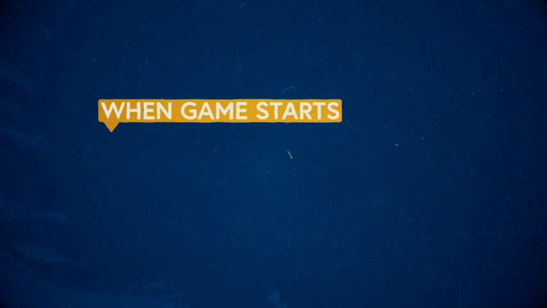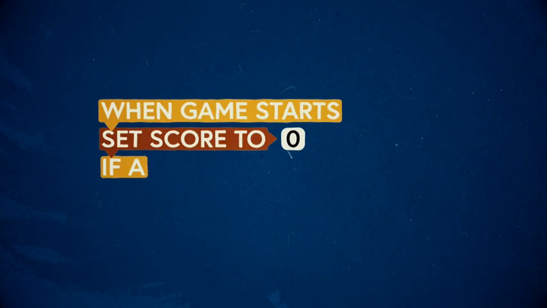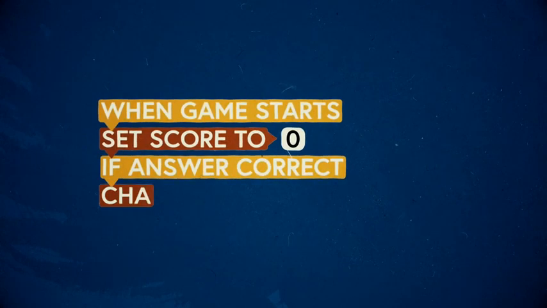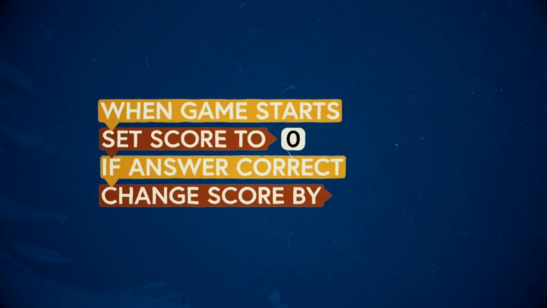If we break down our game program into the steps of an algorithm, they might look like this. When the game starts, set the quiz score to 0. When the player gets an answer correct, change the score by adding 1. So, pretty straightforward so far, eh?